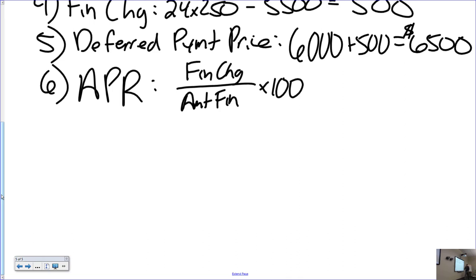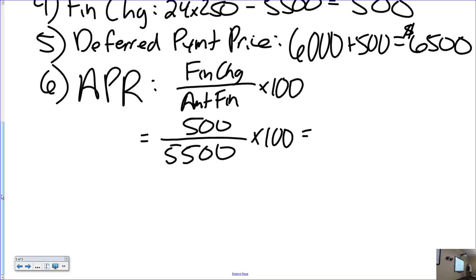You should be able to read that title and say, oh yeah, I know what that means. So what was my finance charge? $500. How much did I borrow? $5,500. Multiply that by 100, round to the 100ths. That's 9.09. Now, how do we use the table? What plan am I on? We're paying it off in 2 years, so use row 24 on the tables, and you're looking for 9.09. If you don't see it on the first page, keep flipping. The numbers keep getting bigger the further you go along the table.